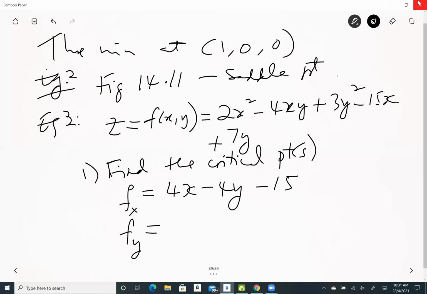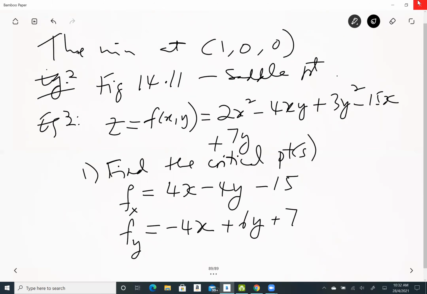Okay. Now, what is fy? Anybody get fy? Minus 4x plus 6y plus 7. You got negative 4x plus 6y plus 7. Okay, good. So you have fy equal to, the term is negative 4xy. So take the derivative with respect to y, you get negative 4x plus you have 3y squared, so that would be 6y. And then I have a 7y, that would be plus 7.